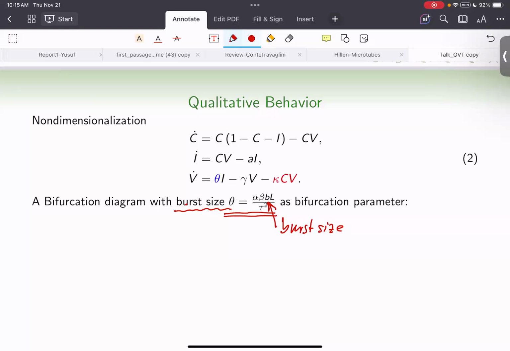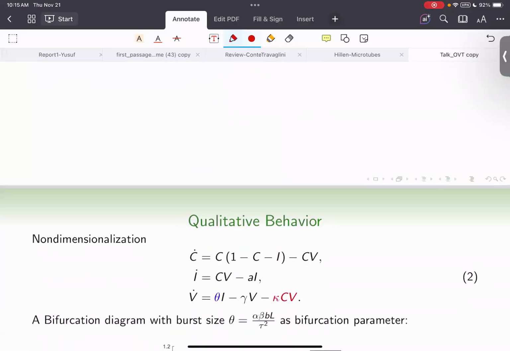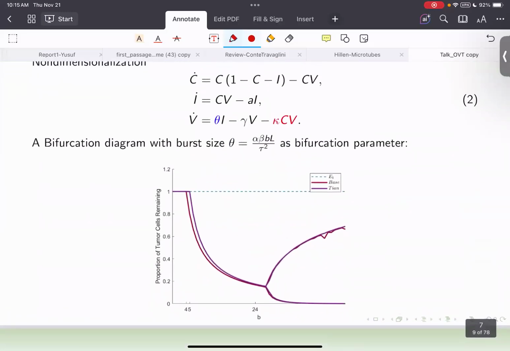Well, if theta is small, you don't get many viruses per infection. So then the infection cycle will probably break down. If theta is larger, you might be successful to infect everything. And so it's worthwhile to look at this. And I think this is here. So here's a bifurcation diagram.